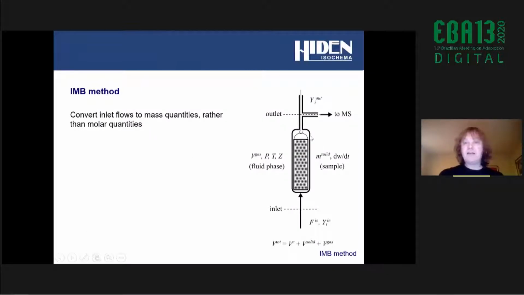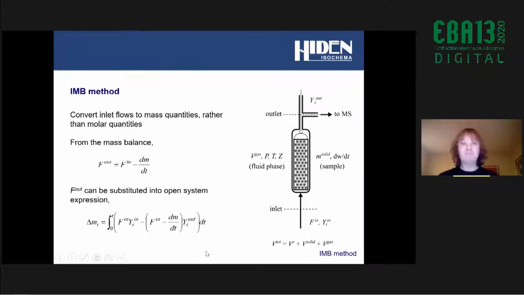So we have another schematic, but this time of the IMB method reactor over on the right-hand side. Here we've converted the inlet flows and inlet composition to mass quantities rather than molar quantities. If we look at the total mass balance, we can see that actually the total outlet flow rate, F out, can be expressed in terms of the inlet flow rate and the change in mass as a function of time. So we can then substitute in the F in minus dm by dt term to the integral for an open system.